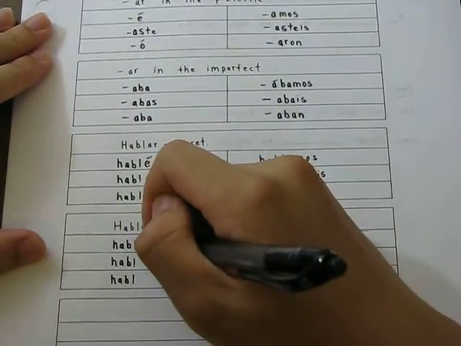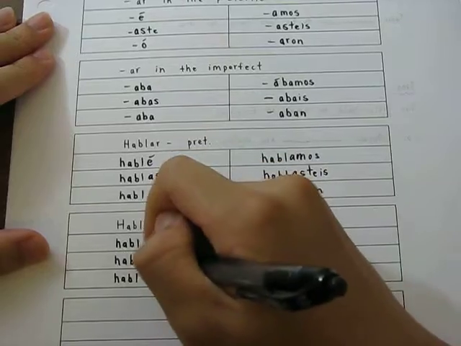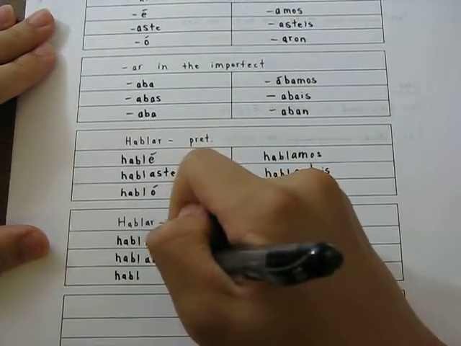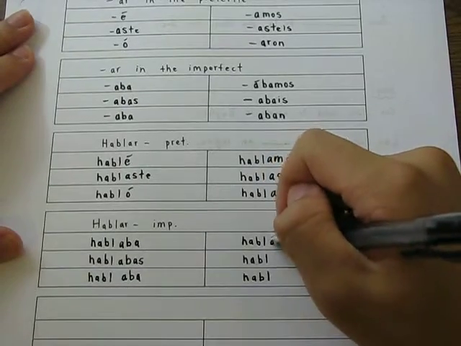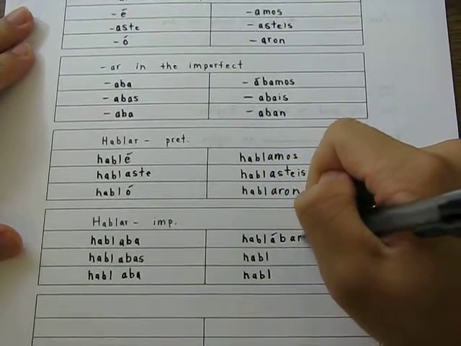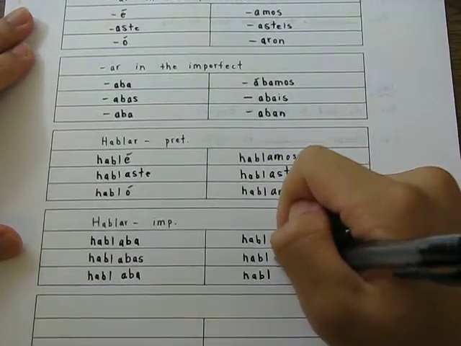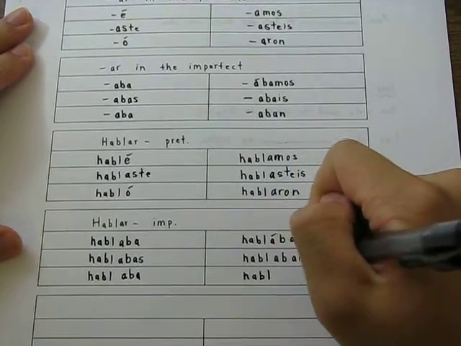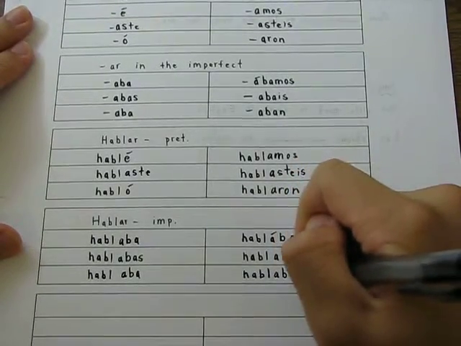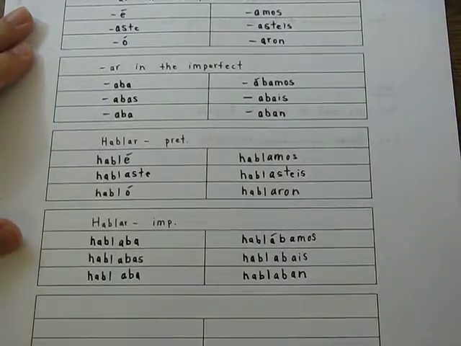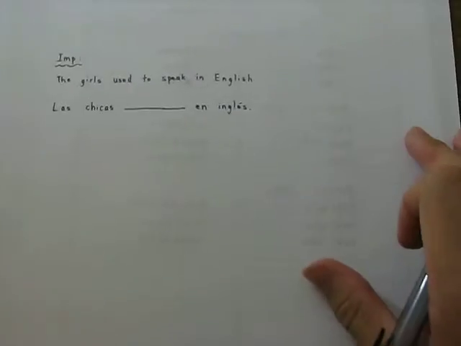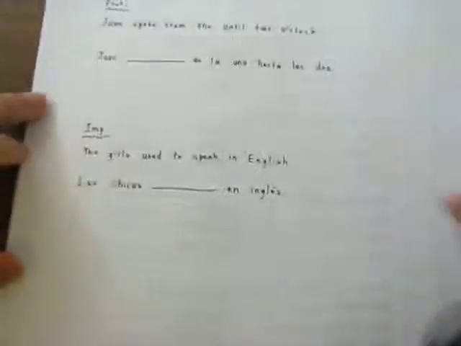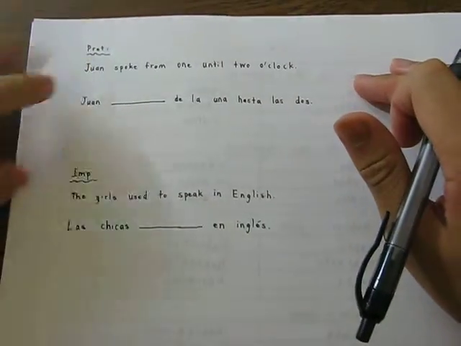In the imperfect tense, we would have these endings added on to the end of these stems. So, hablaba, hablabas, hablaba, hablábamos, hablabais, and hablaban. Simple. So now we're going to find some fundamental differences between the preterite and the imperfect tense.